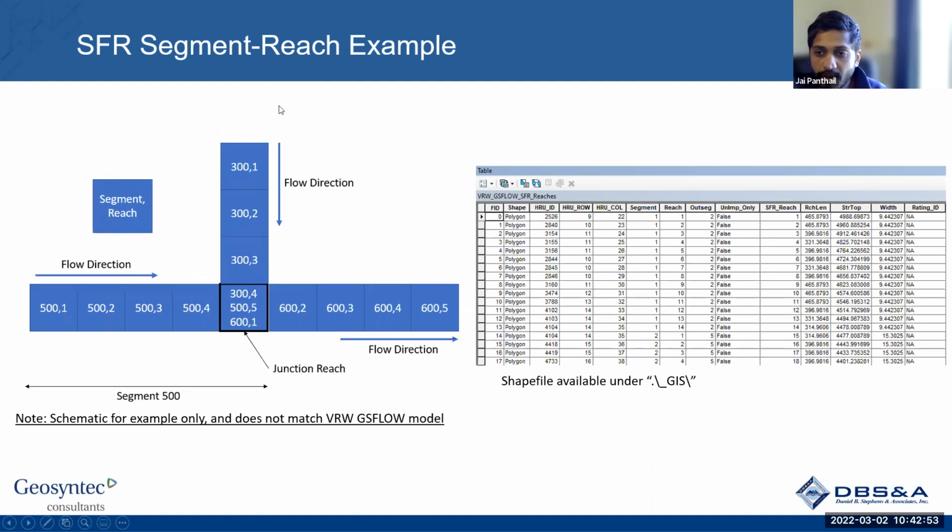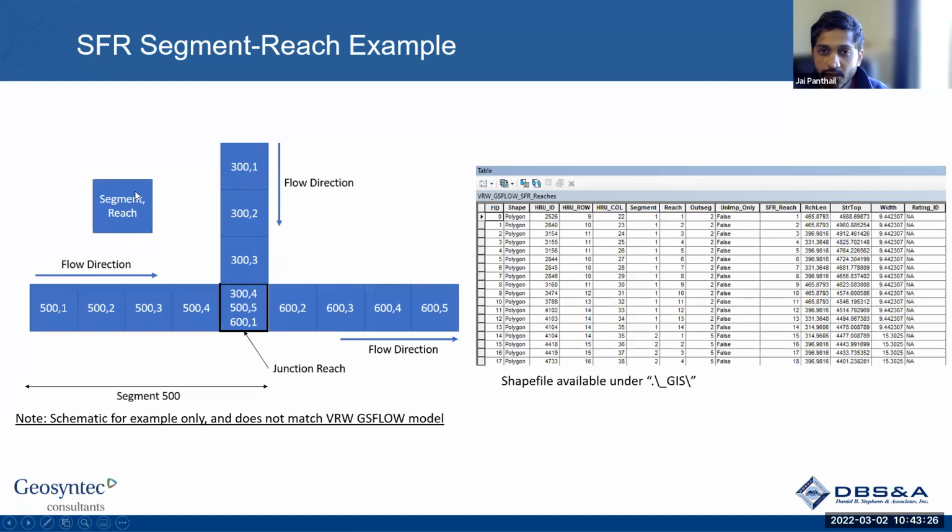So the shapefile that I had open earlier, that's the same shapefile here. And this is just a schematic. This does not represent the numbering of stream segments or the network of stream segments in the GSFlow model for the Ventura River Watershed, but just a simple example. So you might have one segment, which I've called segment 500, which is this one. And then you have another segment 300, which is that one.